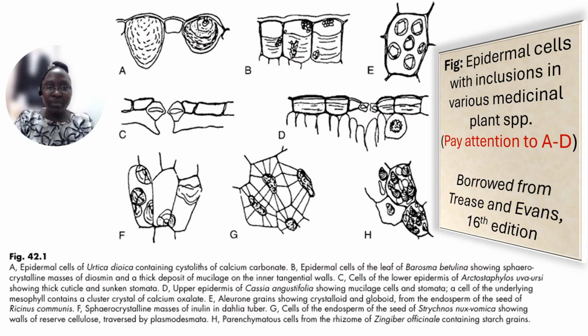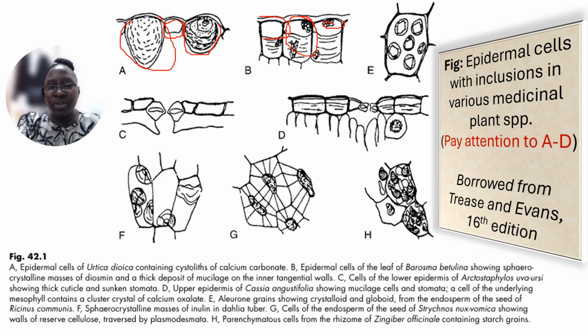You see here, for example, in A, we have the tissue, the epidermal cells. These epidermal cells should occur in this structure, but once they have the cystoliths, the epidermal cells appear larger, like outgrowths of cells. They appear larger than what we should be expecting in normal epidermal cells. And here we have epidermal cells of Rhizoma betulina, which shows spherocrystalline masses of diosmin within epidermal cells. So the epidermal cells have inclusions.